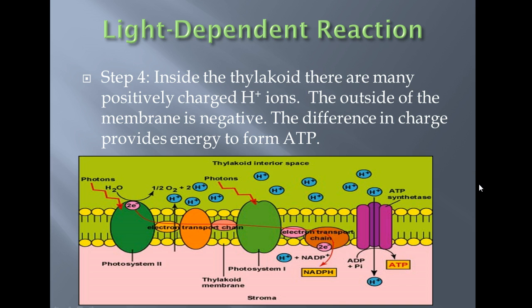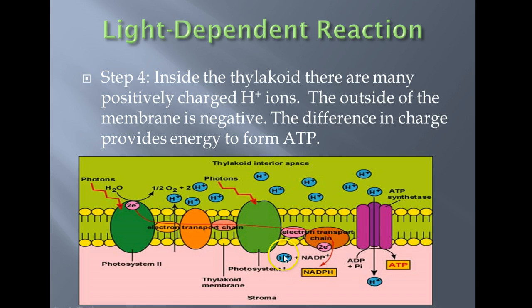Step 4, inside the thylakoids, remember my stacks of little green pancakes? There's a whole bunch of positively charged H+ ions, the ones that are left after I've made NADPH. The outside of the membrane is negatively charged, okay? My H+, those are positively charged ions. Outside is negative, and that difference helps provide the electrical charge to form ATP. Remember, we form ATP when we add a phosphate to ADP, okay?